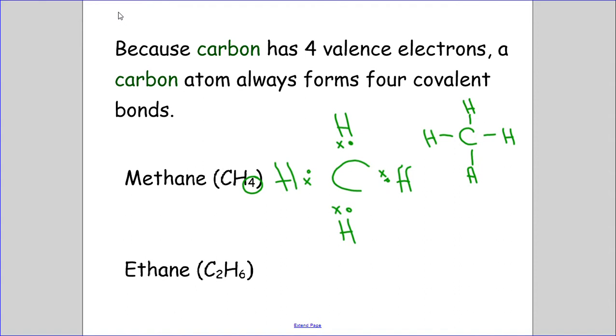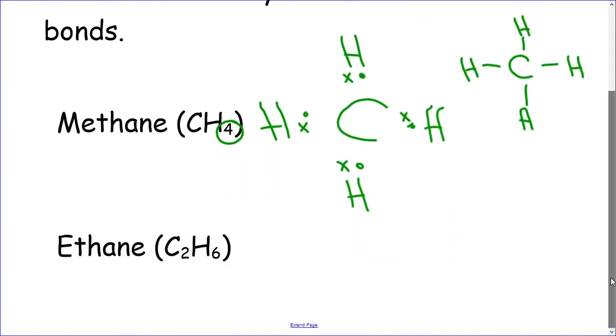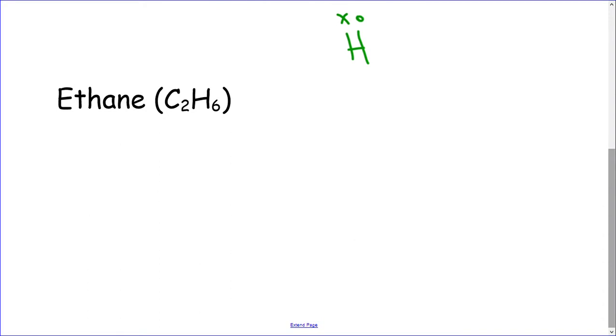I would like for you to try ethane before I do it. See if you understand it, what you get, and then we'll run through what it looks like here. So again, try it out, pause it, and I'll continue on. So ethane, C2H6, has 2 carbons in it and then 6 hydrogens.